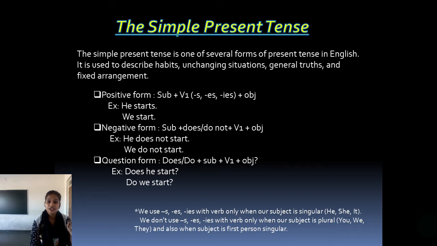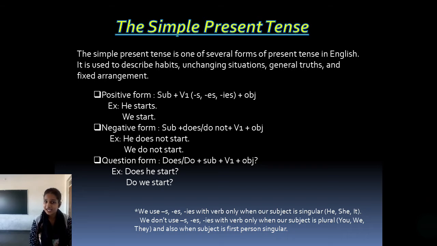But when the subject is plural, like you, we, or any other plural subject, then we don't use s, es and ies. Also we do not use s, es, ies with the first person singular, like I. The first person singular is I. So we do not use s, es, ies with I also.